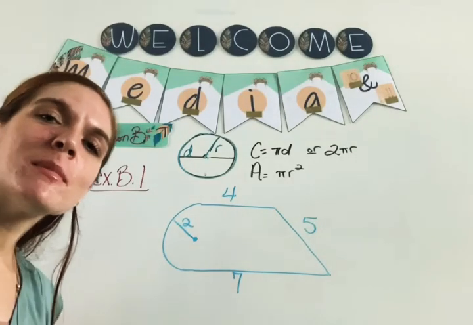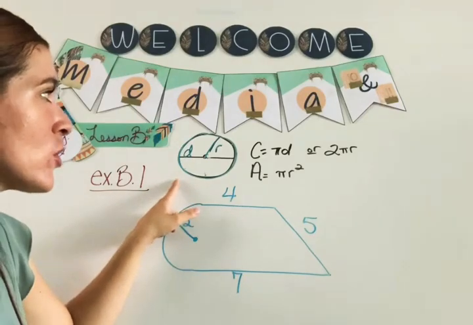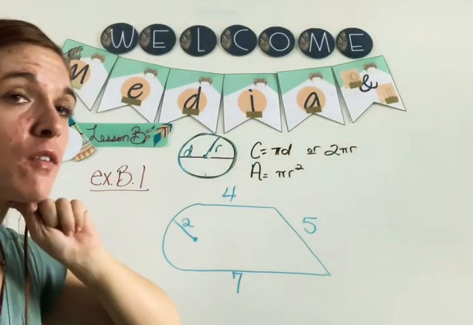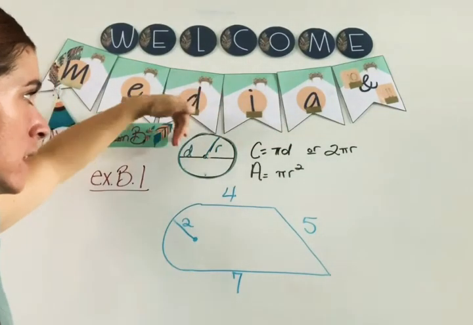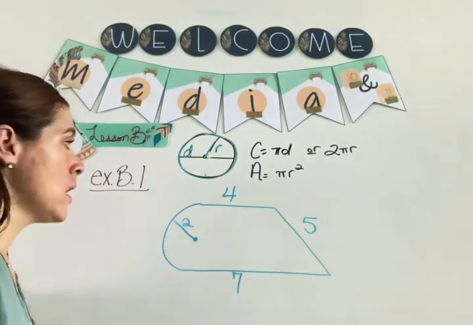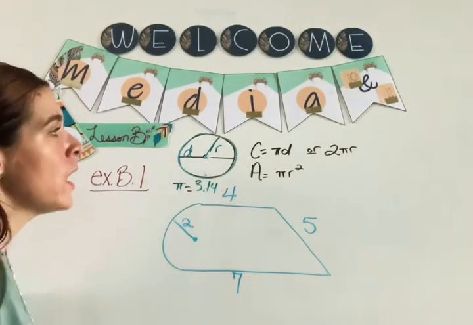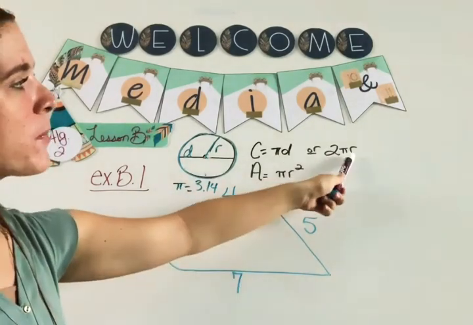So say it again. Circumference is the perimeter of a circle. So if they say find the perimeter of the circle, you're going to find the circumference. Well, how do you find the circumference? It's pi times d. What's pi? 3.14. Or it's 2 times pi times r.